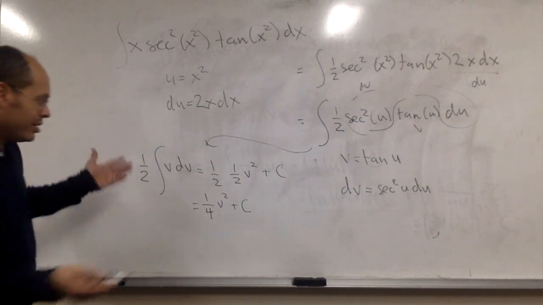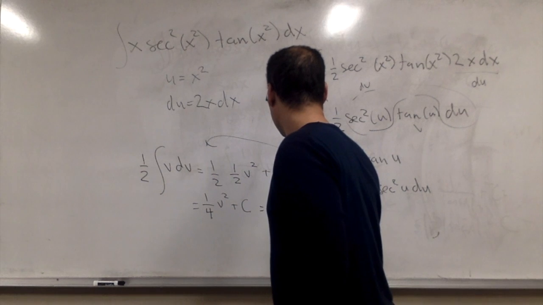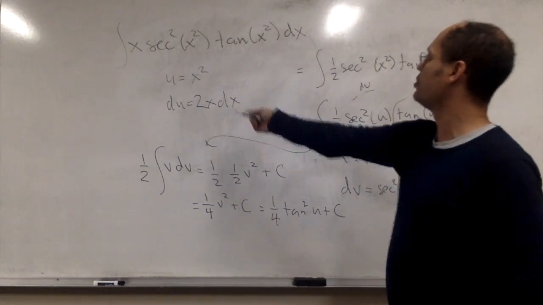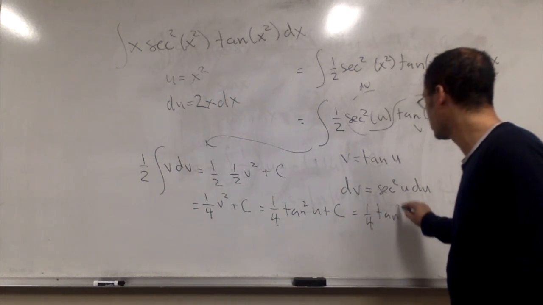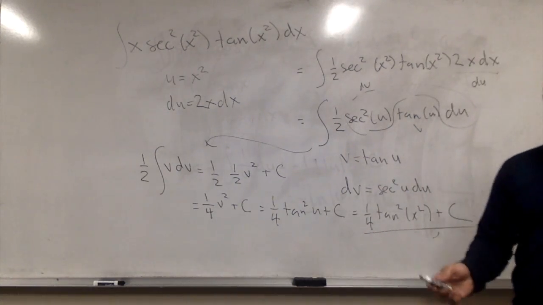But what is v? v is the tangent of u. So this is 1/4 tan squared of u plus c. But what is u? u is x squared. So this is 1/4 tan squared of x squared plus c. And boom, we are done.